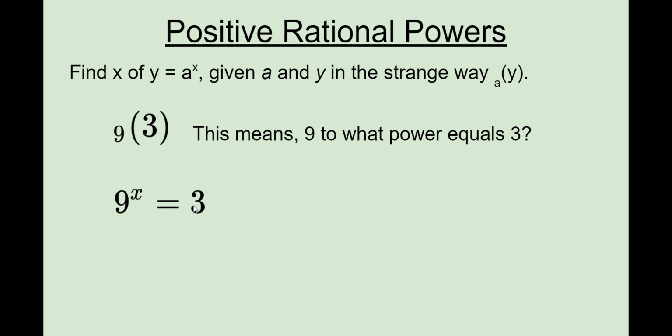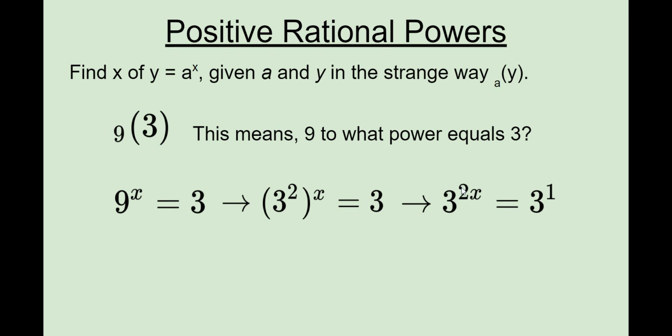Same thing, get like bases. I'm not going to turn a 3 into a 9, but I can take a 9 and make it a 3. So 9 is 3 squared, and that's power raised to power, so that's 3 to the 2x. And how do I get a 2x to be 1? x has to be a half, right? So x equals 1/2. So 1/2 is actually the same thing as square root. So 9 to the 1/2 is the square root of 9, that's 3. Okay, so it shows you how the rational exponents are actually radicals.